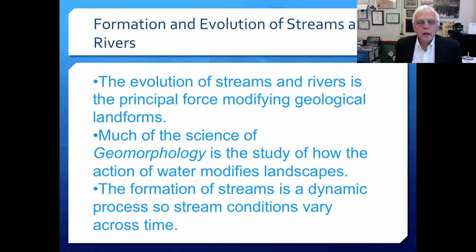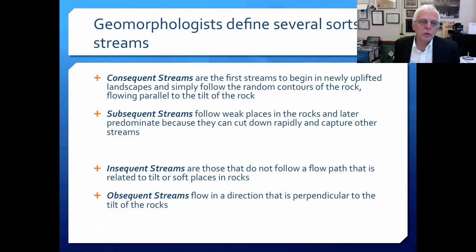So, the evolution of streams and rivers is the principal force modifying geological landforms. And basically, much of the science of geomorphology is a study of how the action of water modifies landscapes. And if you'd like to see more of this, there's tons of stuff on YouTube about geomorphology, and actually about Davis and the Davis Geomorphic cycle, which is what we're going to be talking about for the rest of this little session. And you should remember that the formation of streams is a totally dynamic process, so stream conditions vary across time. And that's basically the concept we're going to exploit.